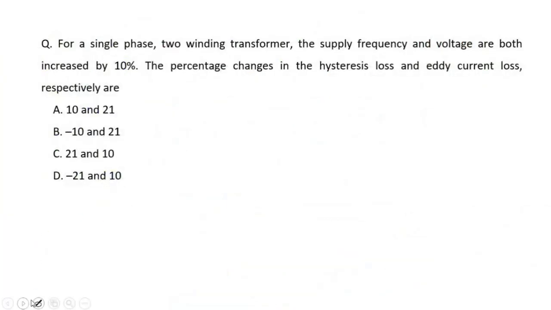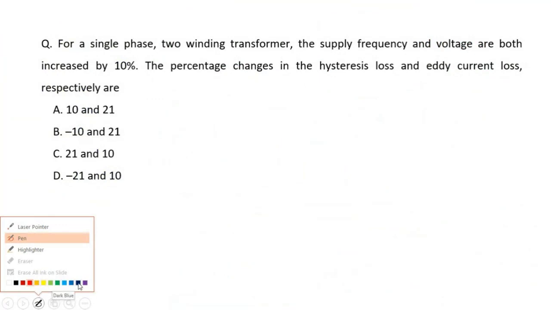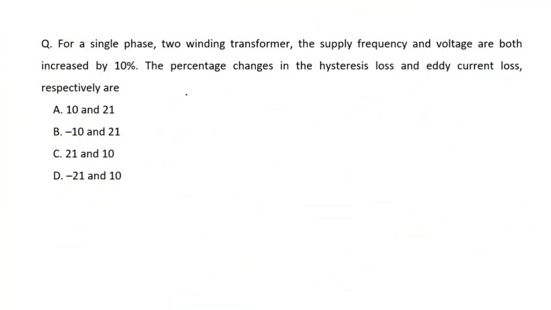Okay, I have a simple question which was asked in the GATE examination. You see here, a single phase, two winding transformer. The supply frequency and voltage both are increased by 10%. It asks the percentage changes in the hysteresis loss and eddy current loss. So we need to check whether the voltage to frequency ratio is going to be constant or not.